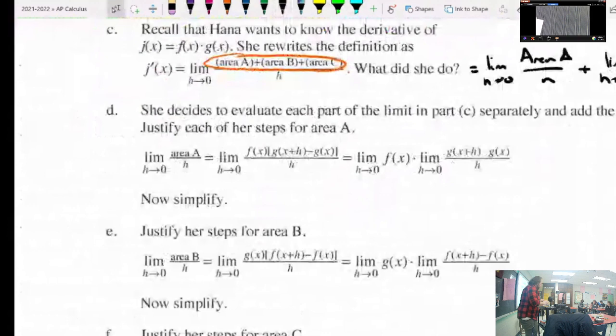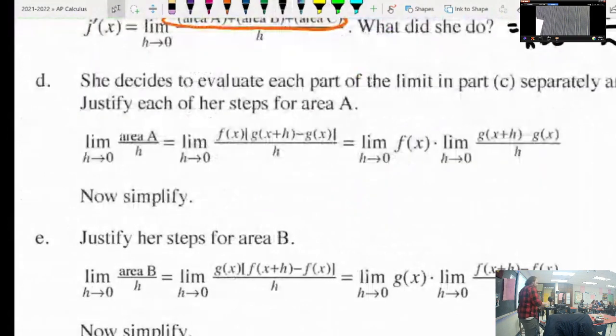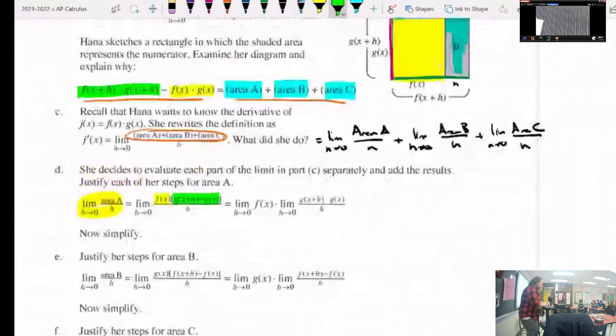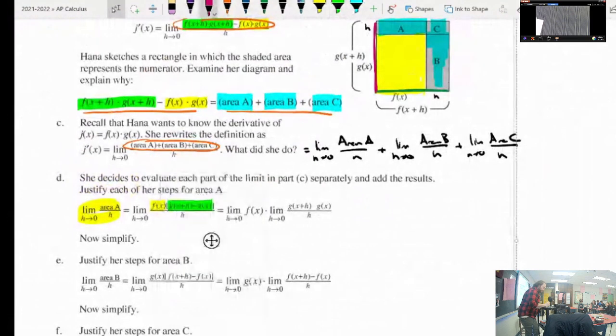So again, if you zoom in on this statement for a minute, what she's doing is we're finding the limit as h approaches 0 of area A over h. And the area of A can be expressed by this multiplier, f of x, the original f of x, times g of x plus h minus g of x. Let's look at A for a minute. Let's just draw it off to the side and draw a quick little picture of what area A looks like. It's just a rectangle, and its left and right dimension is just the original f of x. And its height, the h, can be found by taking g of x plus h and subtracting the original g of x. So that's where that expression comes from.